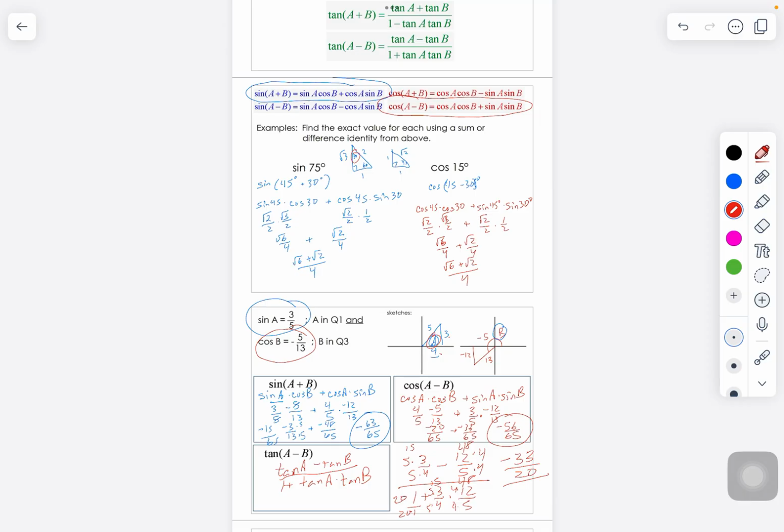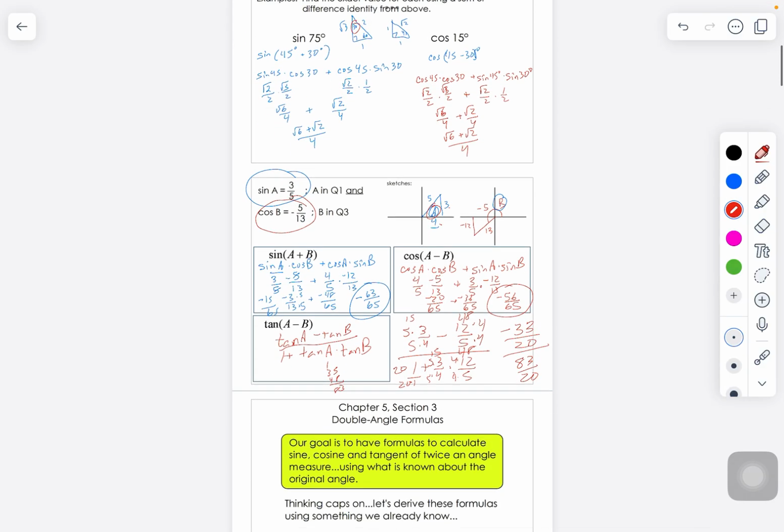So 15, there's 35. 35 plus 48, the struggle is real. 83 over 20. I'm going to run out of room here, but I'm going to multiply by the reciprocal. And it's all going to cancel out, and I'll end up with a negative 33 over, I believe, 83. Sorry for running out of room, guys, but that is the sum and difference formulas for trig.